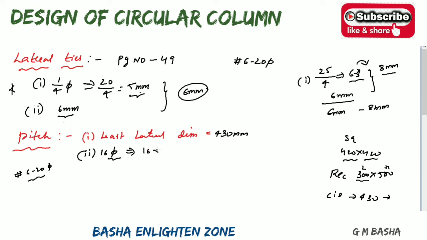So directly take the value 16 into 20, which is equal to 320 mm. Take down the 320 mm as it is, and the third condition will be 16 mm.